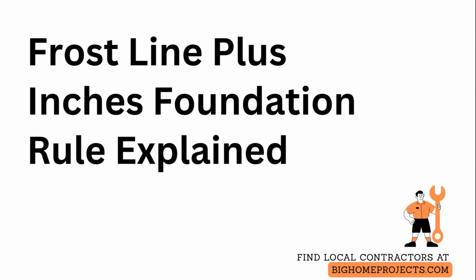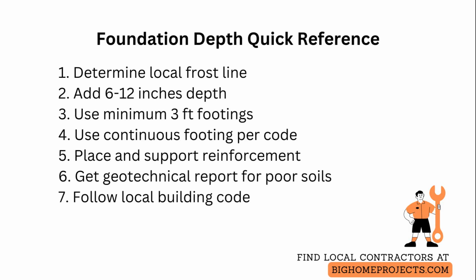Foundation depth should extend below the local frost line plus 6 to 12 inches to prevent frost heave and ensure long-term stability. For typical house construction, determine the local frost line from municipal resources or a building department and add 6 to 12 inches to set the bottom of the footing. This extra depth provides a safety margin for minor soil movement and surface freeze variability.